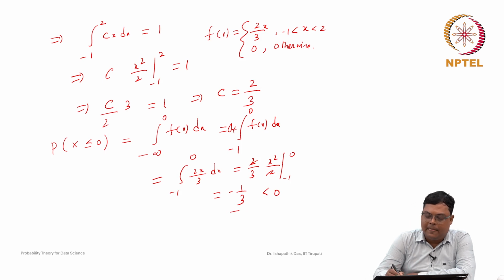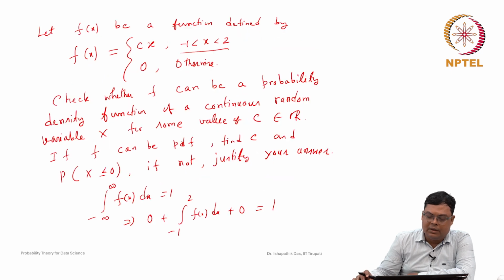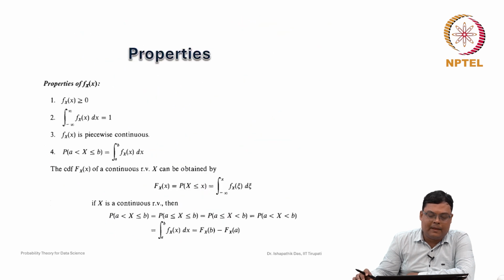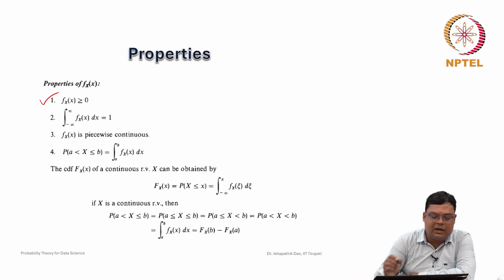So, basically it cannot be a probability density function, but where did we make the mistake? Here you can see that we only checked that the integral should be equal to 1, as most of the time we do, but we ignored the other property. One important property is that f(x) always has to be greater than or equal to 0.